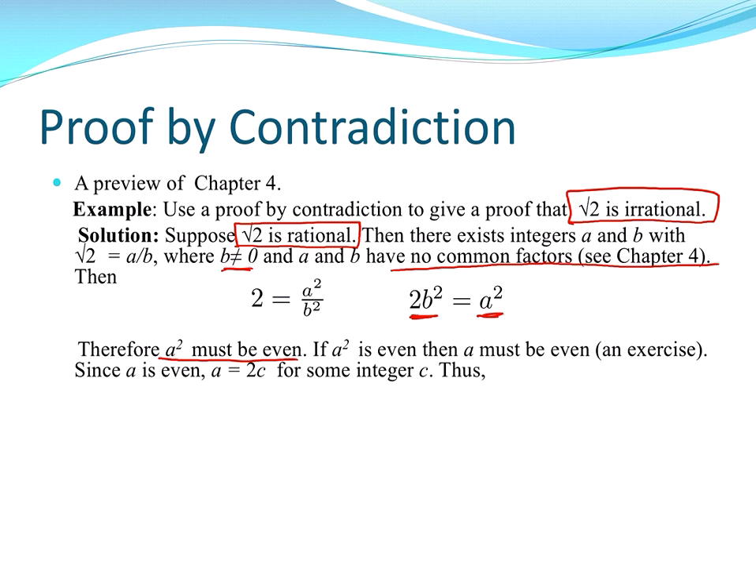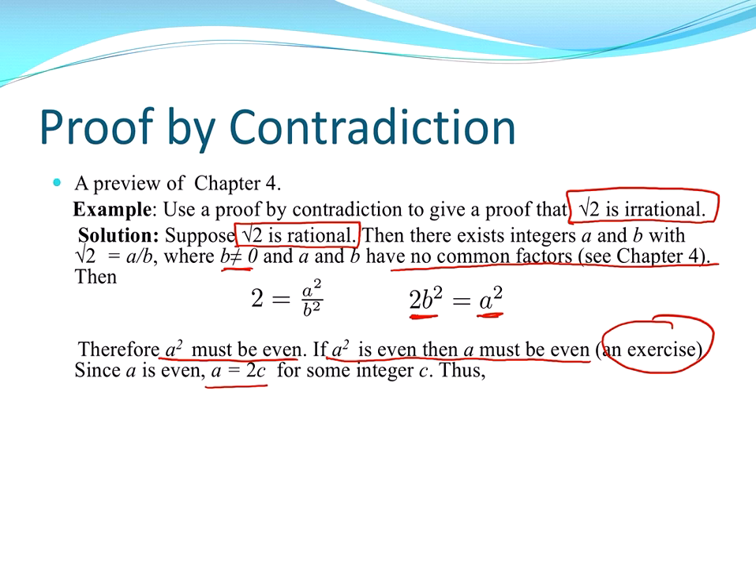Well, if a squared is even, then a must be even. Now that is something we haven't proven. It's an exercise for you to do, but we've already done something very similar with a squared odd implying a must be odd. So you would proceed similarly to prove this. All right, so if a squared is even, then a must be even. That means a is equal to 2 times some integer c.